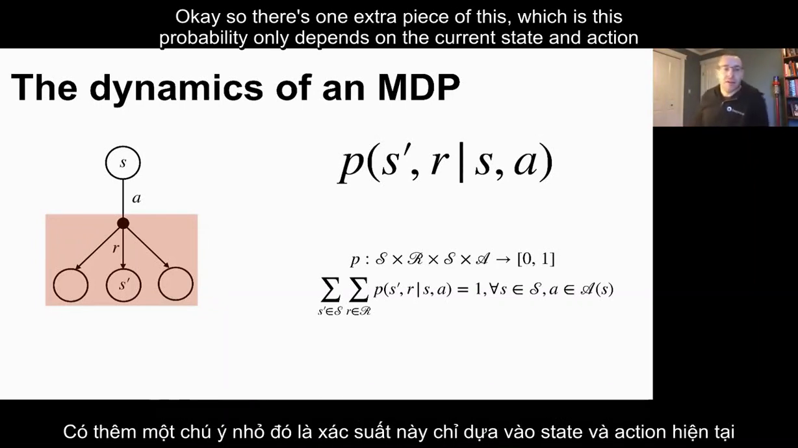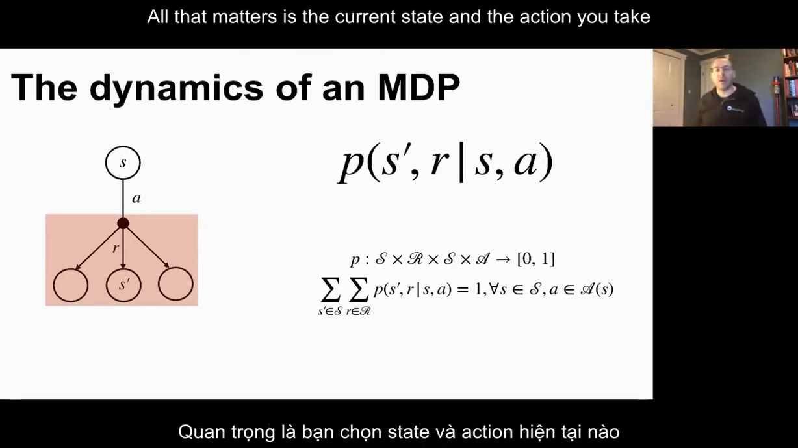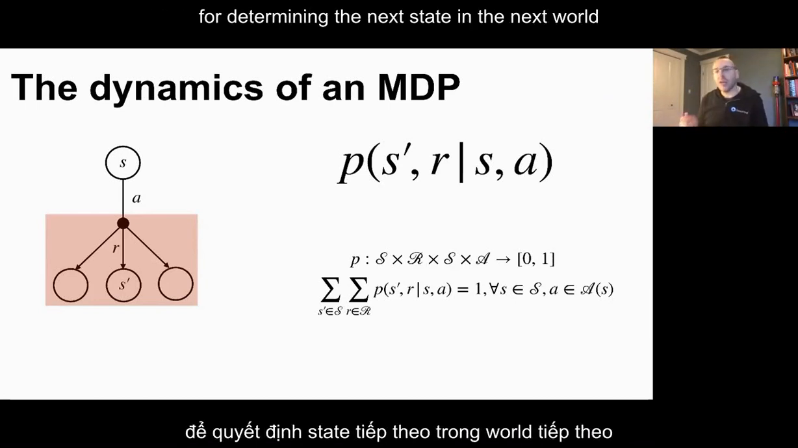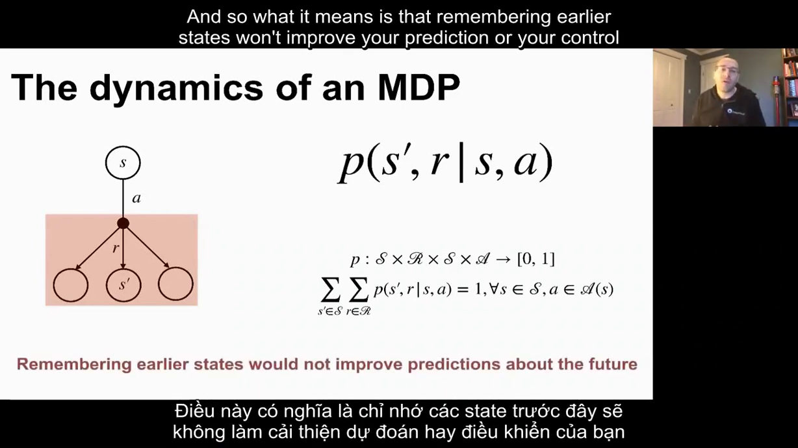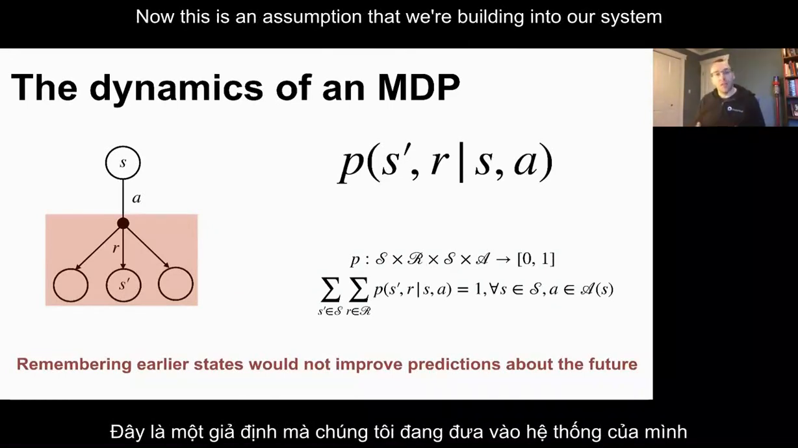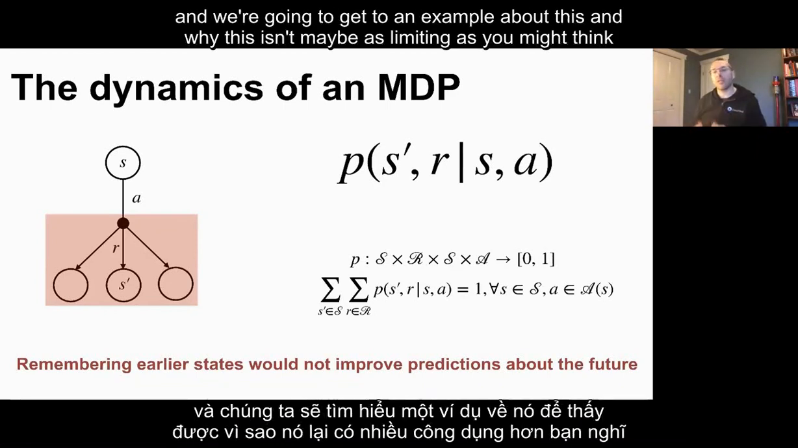Okay? So there's one extra piece of this, which is that this probability only depends on the current state and action. Okay? So it doesn't matter where you've been. It doesn't matter what you did in the past. All that matters is the current state and the action you take for determining the next state and the next reward. And this is what we call the Markov property. And so what it means is that remembering earlier states won't improve your prediction, won't improve your control. Now, this is an assumption that we're building into our system. It makes the theory nice. It's something that we relax in practice, but it is an important thing to talk about. And we're going to get to an example about this and why this isn't maybe as limiting as you might think.